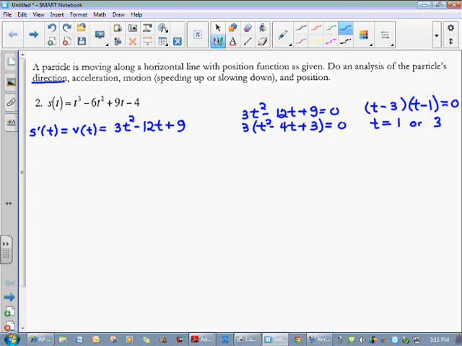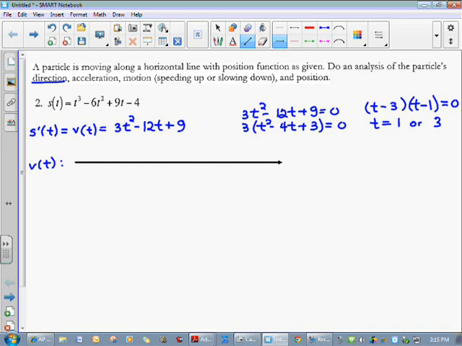Now, what are we going to do with that 1 and 3? Well, we're going to place those on a number line. It's really what's going on around those times 1 and 3 that is going to give us our information about direction. So I'm going to list out the function that we're focused on right now. That would be the v of t, and I'm going to use a line here. And on that line, I want to place some values.